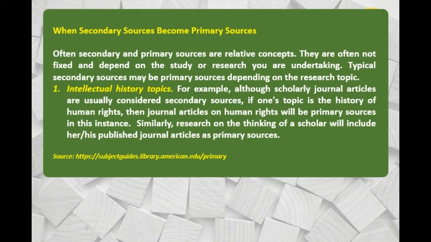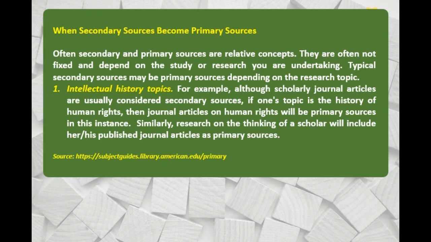For example, although scholarly journal articles are usually considered secondary sources, if one's topic is the history of human rights, then journal articles on human rights will be primary sources in this instance, because usually human rights journals capture the developing main ideas or developing mainstream points of view regarding specific human rights. Okay.